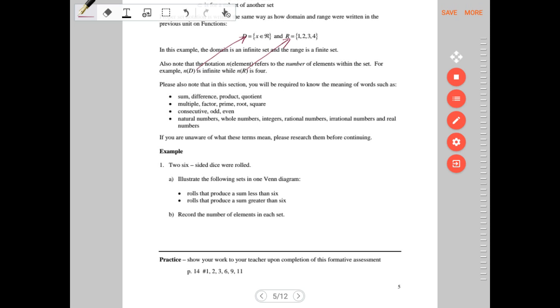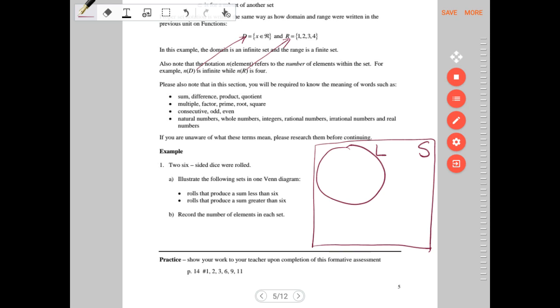Example 1. Two 6-sided dice were rolled. Illustrate the following sets in one Venn diagram: rolls that produce a sum less than 6, and rolls that produce a sum greater than 6. Record the number of elements in each set. Let's draw a rectangle to represent our total set. We're going to call that S for sums. Now, we have two things. Roll a number that is less than 6, so I'm going to have a circle there and label it L for less than. And I'm going to have another circle over here and label that G for greater than.